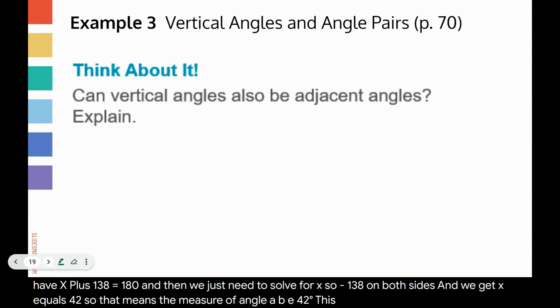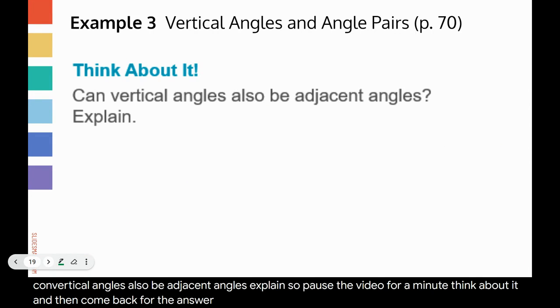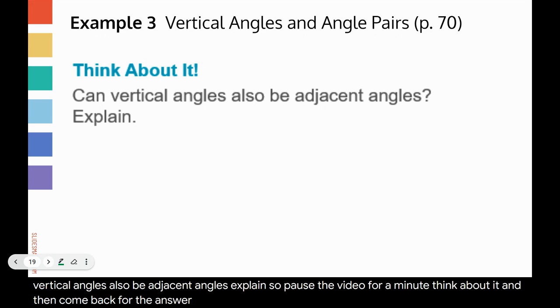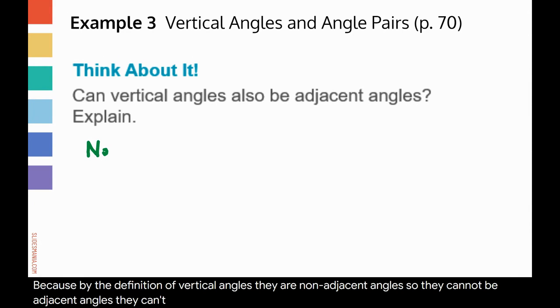Okay, this is the think about it on page 70. Can vertical angles also be adjacent angles? Explain. So pause the video for a minute, think about it, and then come back for the answer. So the answer is no. Vertical angles cannot also be adjacent angles because by the definition of vertical angles, they are non-adjacent angles. So they cannot be adjacent angles. They can't touch each other or they can't share a common ray.